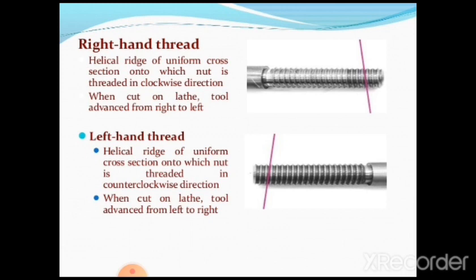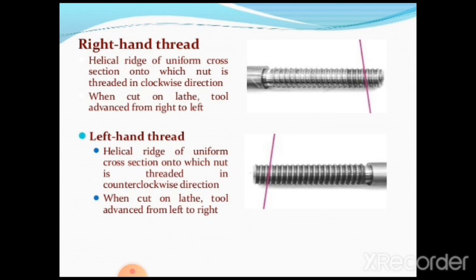So let us understand the meaning of a right hand thread. It is a helical ridge of uniform cross section onto which a nut is threaded in a clockwise direction. That means whenever I start putting the nut on the given threaded part, if the nut is made to rotate in a clockwise direction, then it is called a right hand thread.